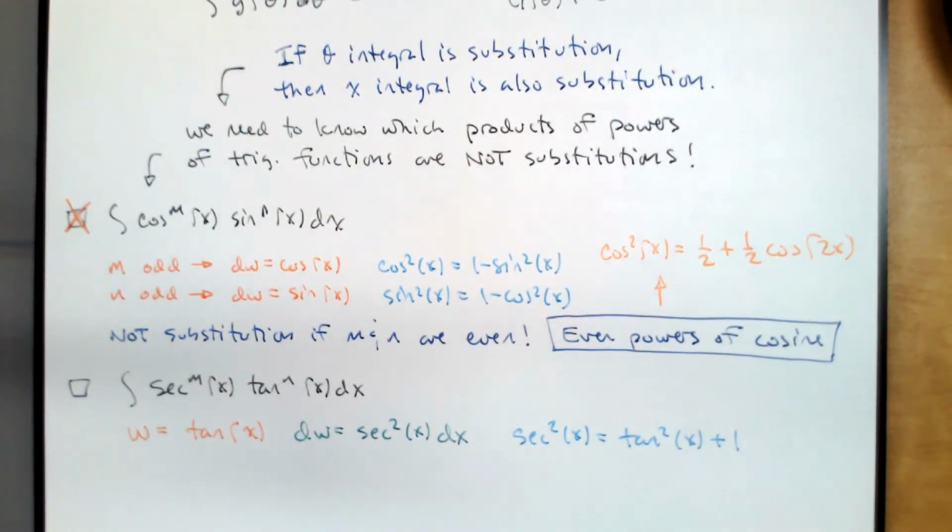So if I have 4 secants, I can substitute tangents. 2 of them to be the dw, and the other 2 can be converted into tangents. If I have 5 secants, I can't do tangent because I need 2 to be the dw. 3 don't convert to tangent without a square root. And that's what we're trying to avoid. So we can see that this substitution works if we have an even number of secants.